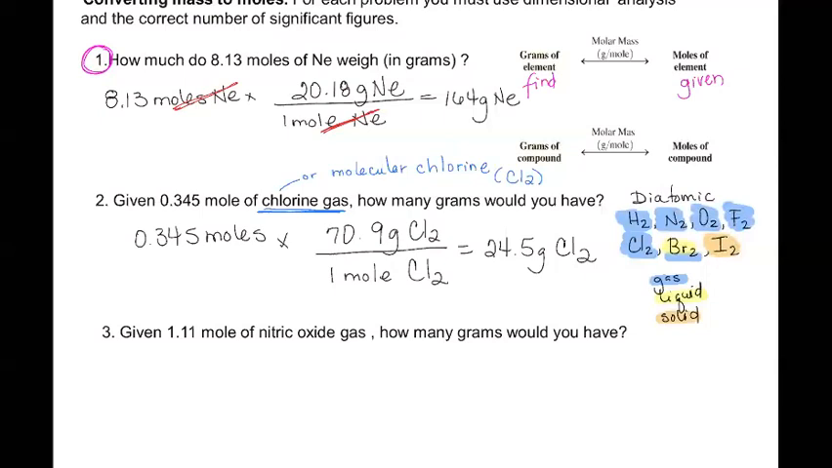Then let's move on to the third problem, which is we are given 1.11 moles of nitric oxide gas. And we need to find how many grams would you have. So nitric oxide is actually one of those common names that you guys need to know for a certain list of covalent compounds. What is the chemical formula of nitric oxide? Let's put it in the chat.